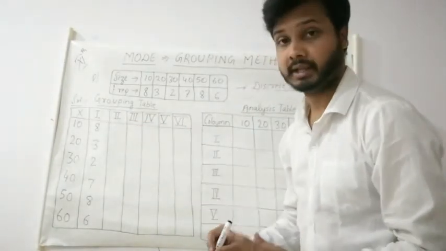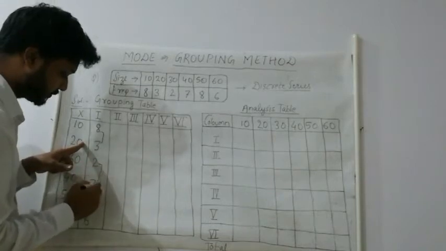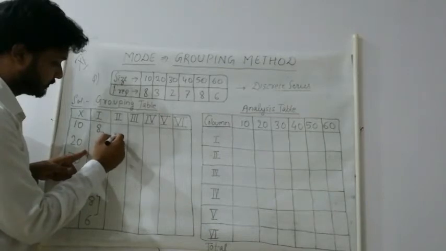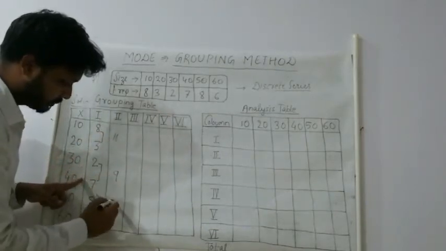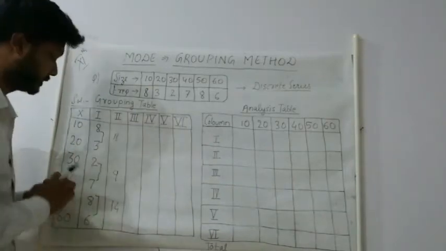In second column we are required to make pair of two numbers starting from first number. Okay, pair of two numbers starting from first number itself. So these two numbers pair we will make, then these two and this two. Okay, so we will write here 8 plus 3 11, 7 plus 2 9, 8 plus 6 14. Okay, so pair of two numbers we have done starting from first number.